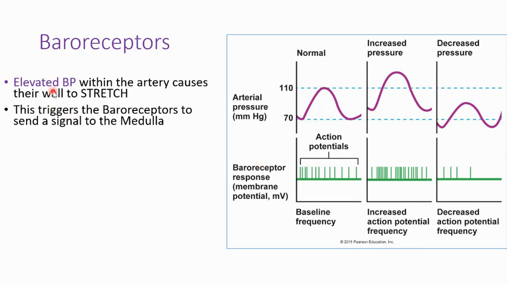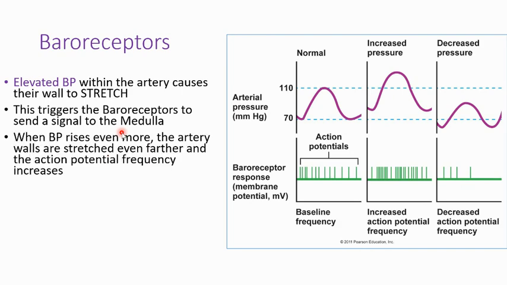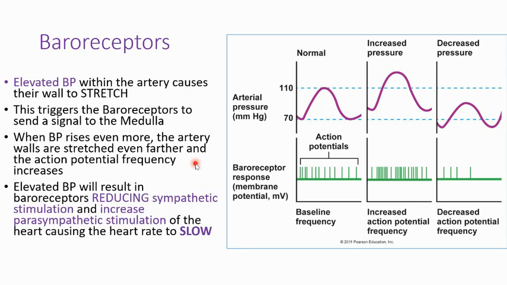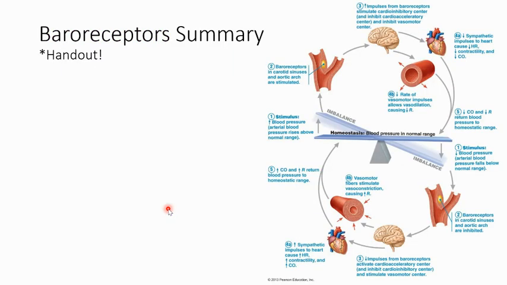So again, the elevated blood pressure triggers the baroreceptors to send a signal to the medulla. When blood pressure rises even more, the artery walls are stretched even farther, and the action potentials increase. Elevated blood pressure will result in baroreceptors reducing the sympathetic stimulation and increasing parasympathetic stimulation to cause the heart rate to slow down. This is just a summary.